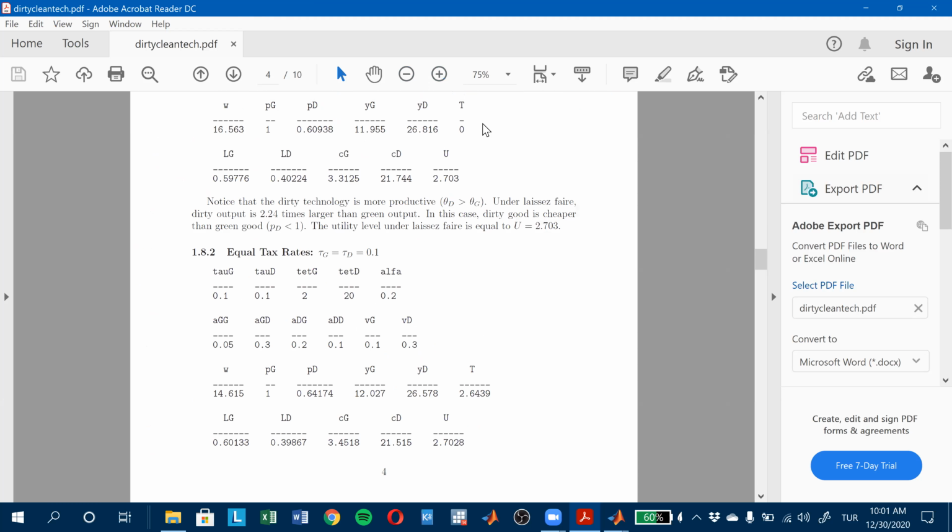If you look at it, there is a very small decrease in the output of the dirty good. There's a very small increase in the output of the green good, and there's a slightly more sizable increase in the price of the dirty good. All right, consumption levels change accordingly, and also there is a very small decrease in utility. All right, why? Let's think about it. Why do you think utility decreases, although the decrease is very small?